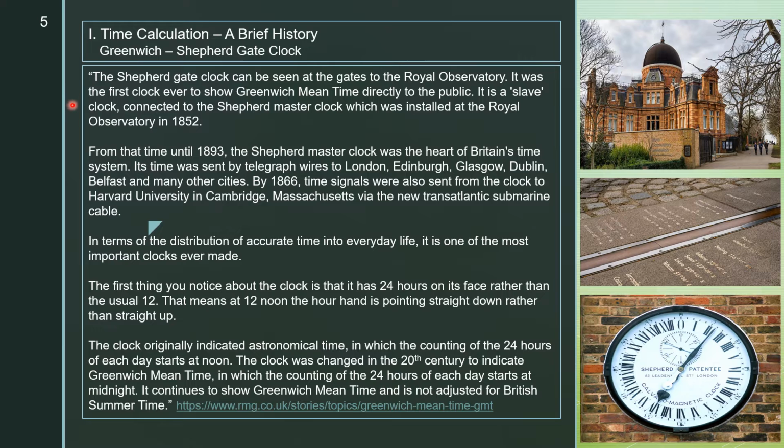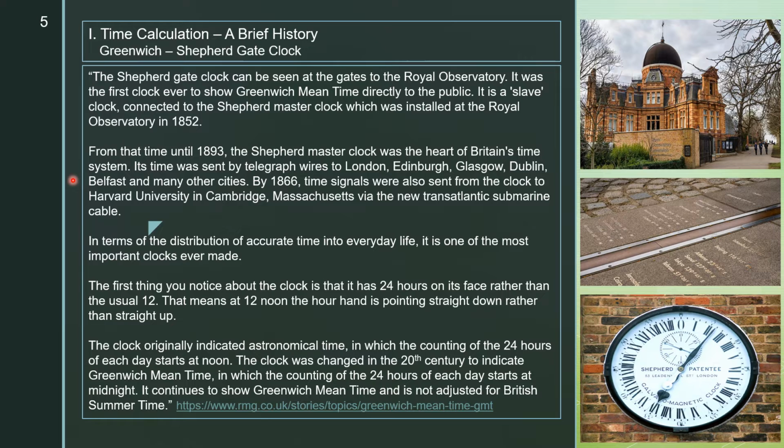It is a slave clock connected to the Shepherd Master Clock, which was installed at the Royal Observatory in 1852. From that time until 1893, the Shepherd Master Clock was the heart of Britain's time system. Its time was sent by telegraph wires to London, Edinburgh, Glasgow, Dublin, Belfast, and many other cities.